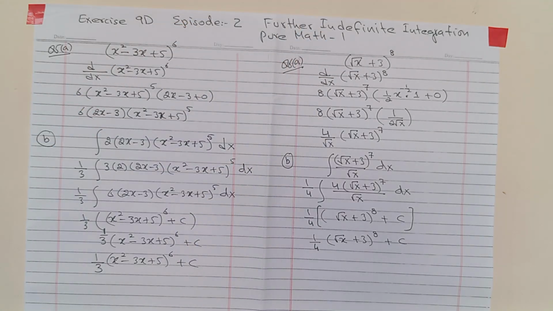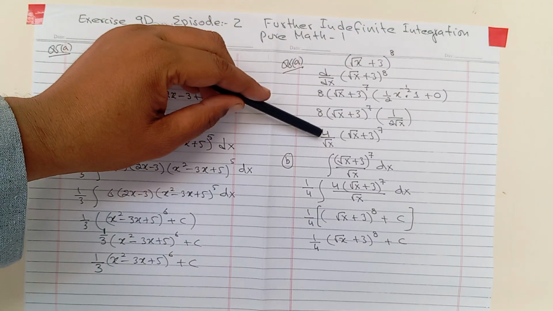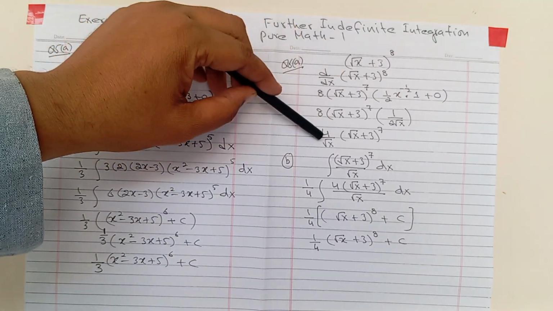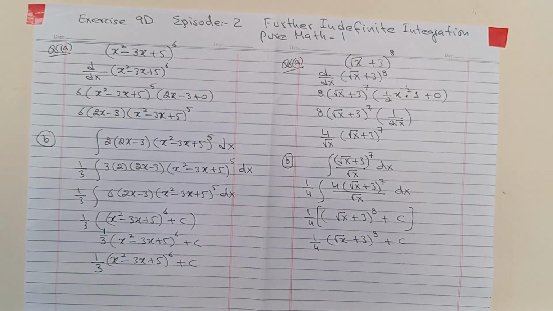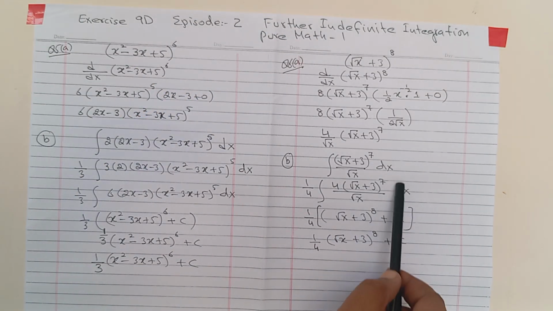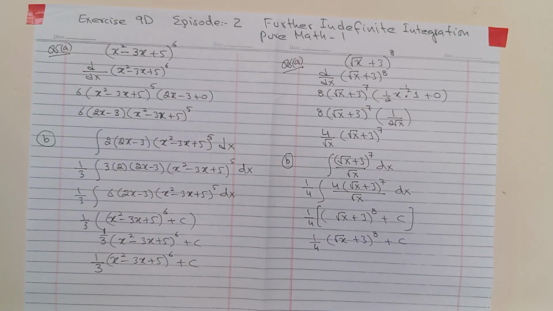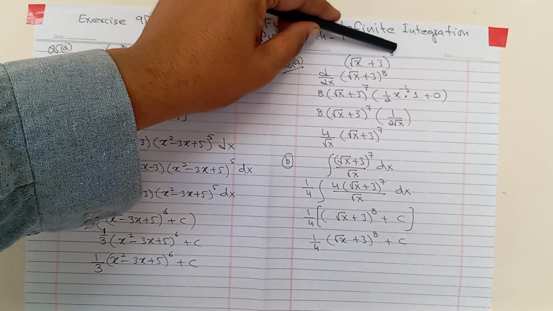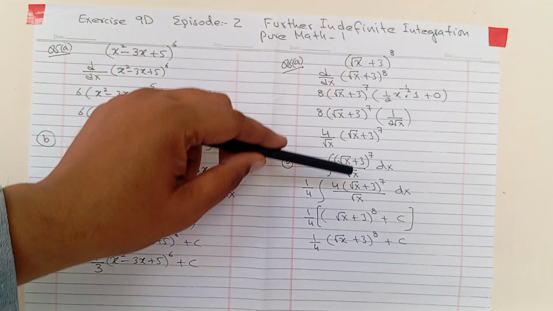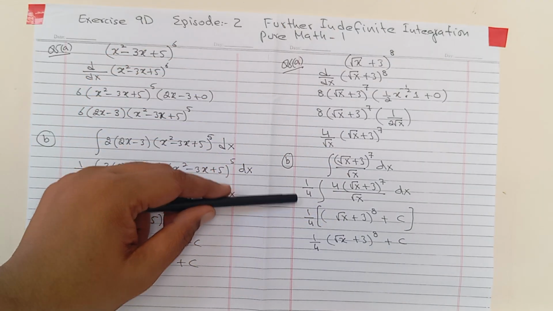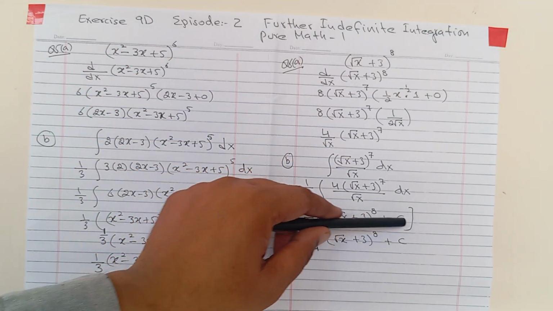Because integration is the reverse process of differentiation. So if the derivative of this expression is this, then the integration of this expression will be this. Okay, so this expression and this expression are the same. So when you integrate this, its answer will be under root x plus 3 whole raised to power 8. So this 1 by 4 will remain outside, and plus c with it.